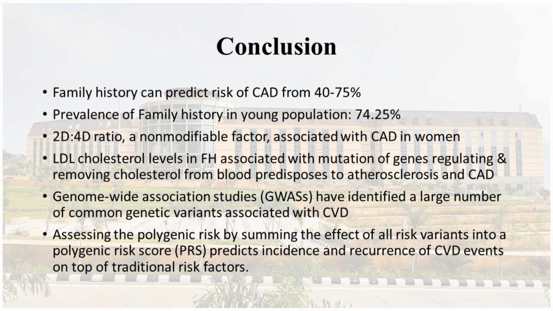Genome-wide association studies have identified a large number of common genetic variants associated with cardiovascular diseases. Assessing the polygenic risk by summing up the effect of all the risk variants leads to polygenic risk score, which can predict the incidence and recurrence of cardiovascular diseases on top of traditional risk factors.